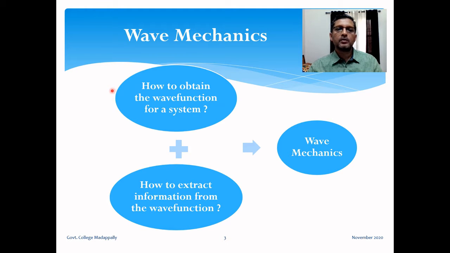First, we need to ask the question, how to obtain the wave function for a system. Then, how to extract information from the wave function. So how do we get the wave function of a system? And once we get the wave function, how do we extract information from it? And these two features together constitute wave mechanics. So we will look at these two features in detail.